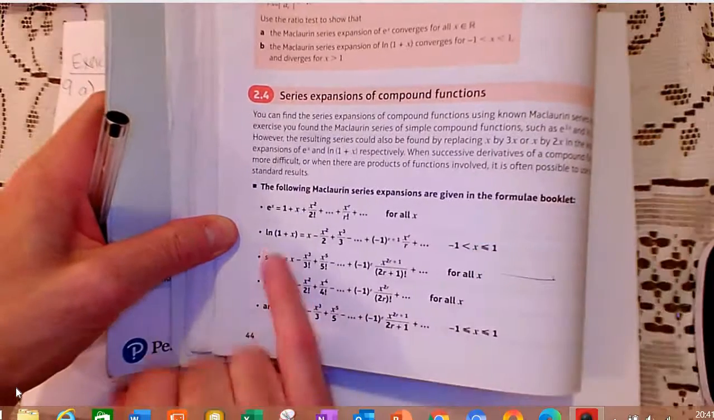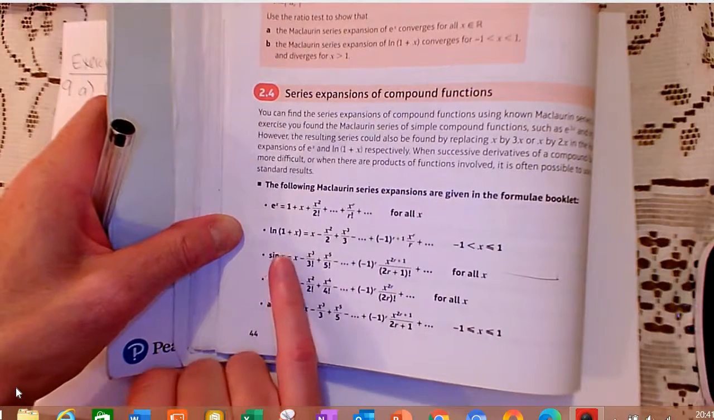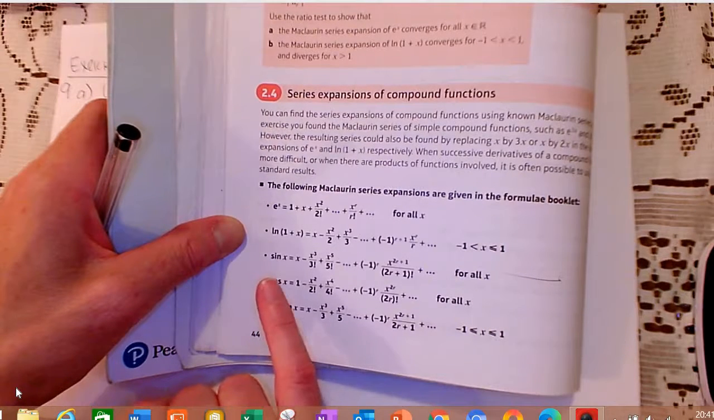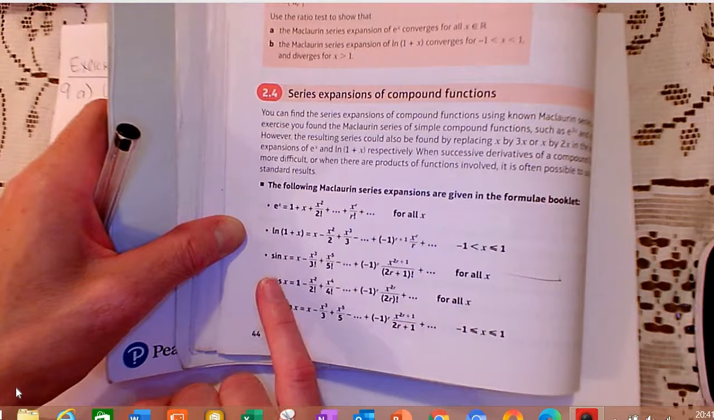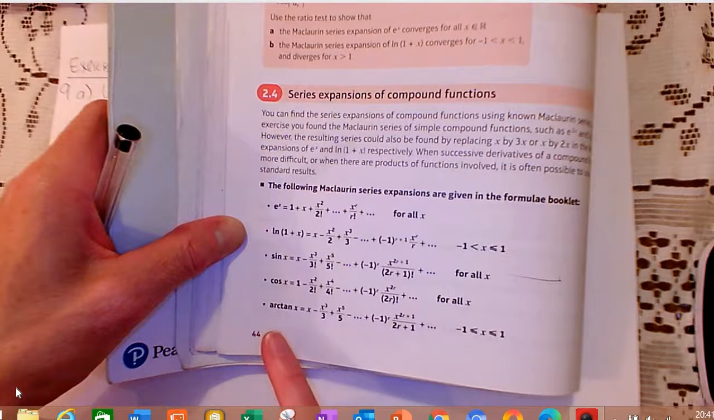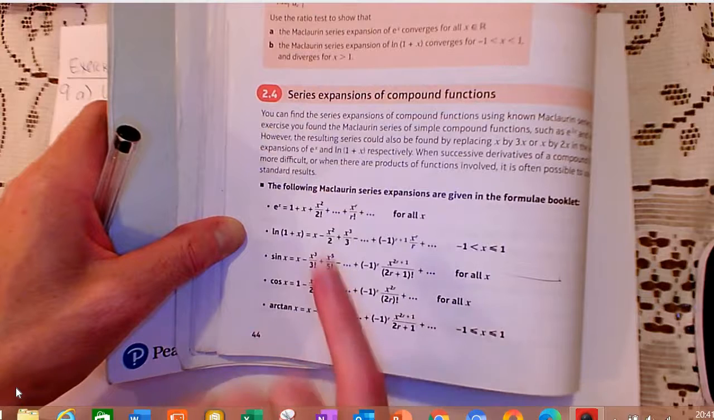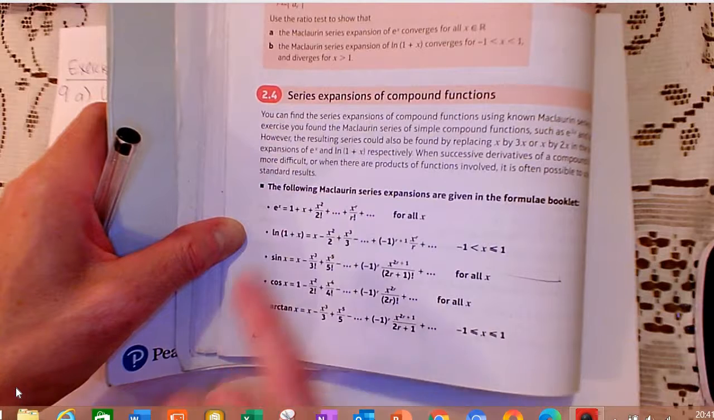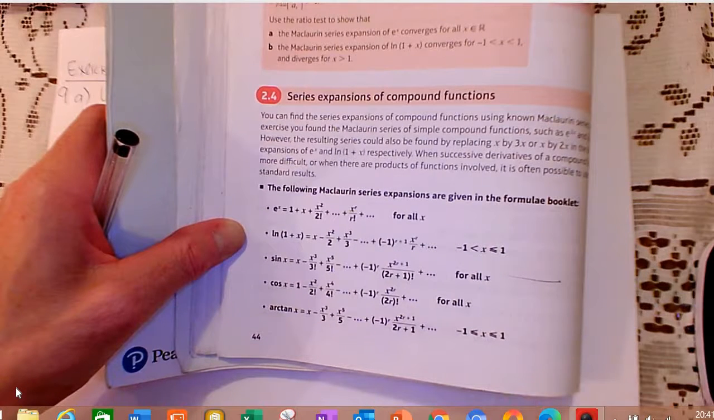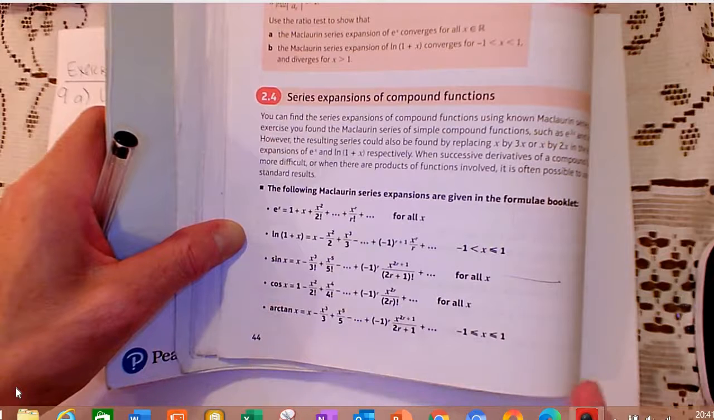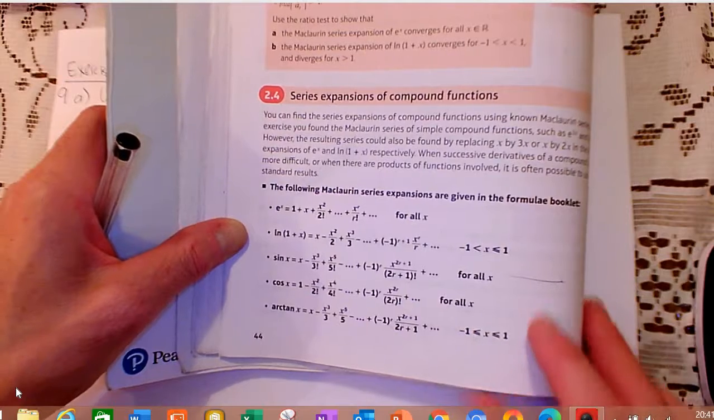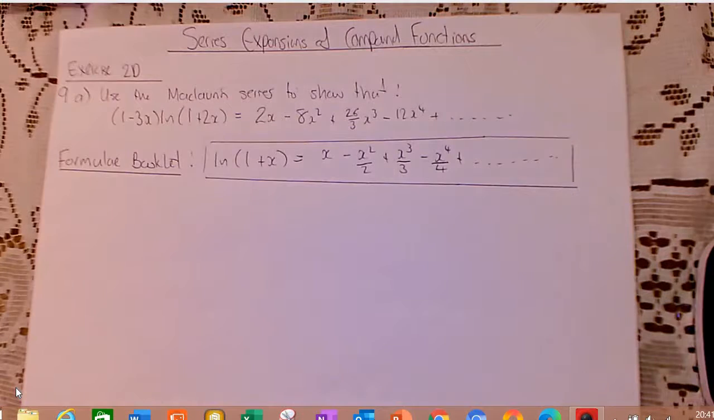So you will be given e to the x, ln of 1 plus x. We'll talk about the validity, remind me, at the end. Sine x, which we proved in a different video. Cos x, and you also get arctan, so you get a few there, and then you will be able to, using these, use compound versions of that, like sine 3x or e to the sine x, that sort of thing. Okay, so let's have a look how we start this one off.